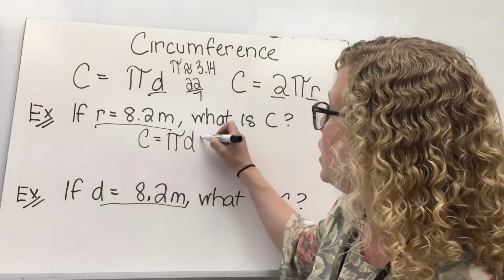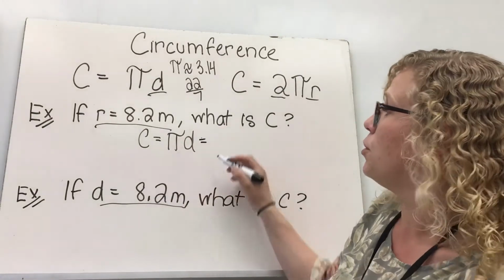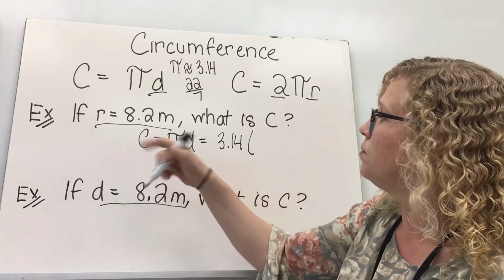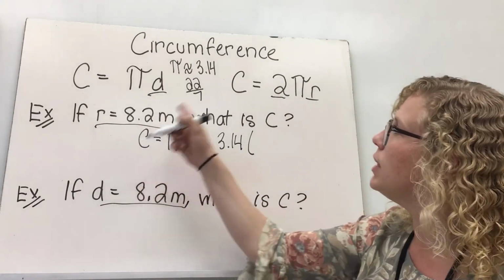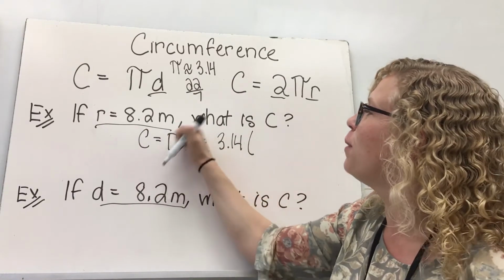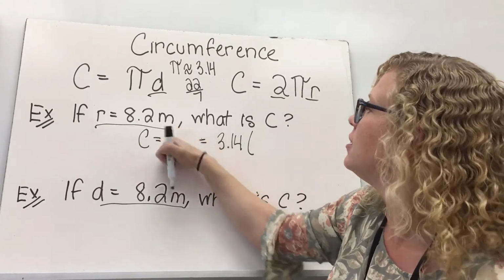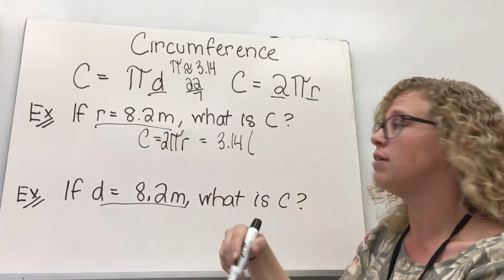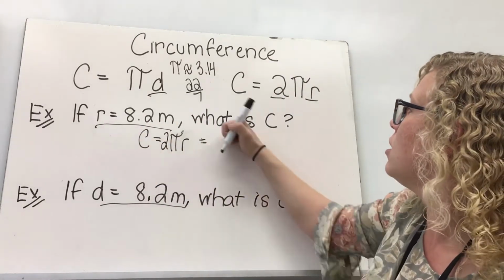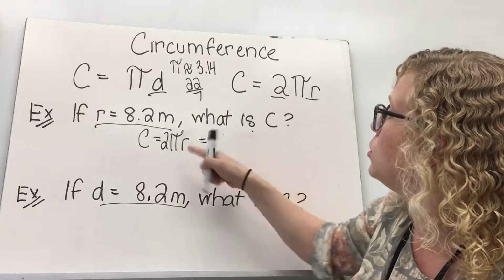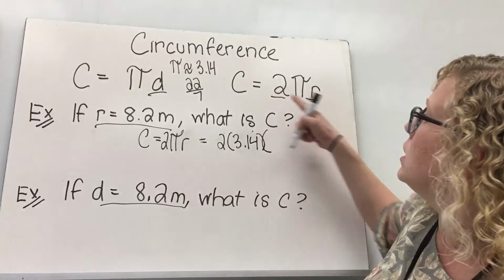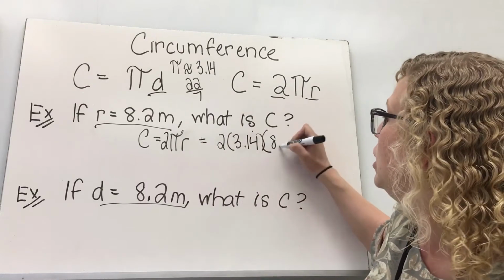So we're going to say that circumference is equal to pi times diameter. We're going to use 3.14 for pi, and actually we don't have diameter here, we have radius. So let's use 2 pi r. Remember, use the information that you're given. So here, instead of multiplying 3.14, we've got to multiply 2 times 3.14 times the radius, which is 8.2 meters.